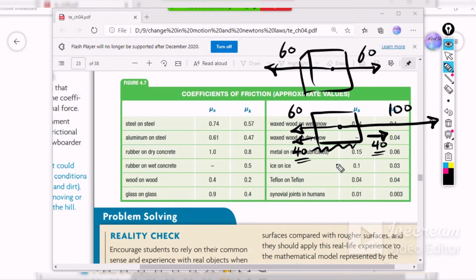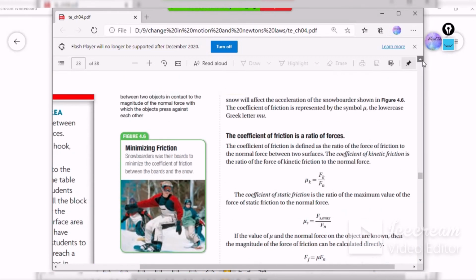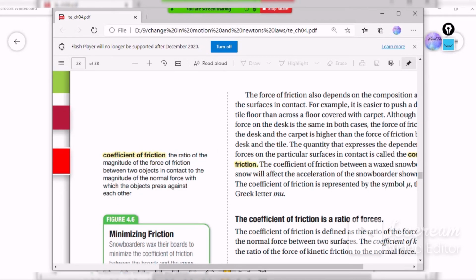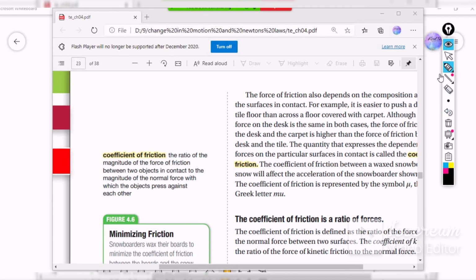Guys, now how can we measure the coefficient of friction? Look over the definition of the coefficient of friction. I want someone, guys, please to read the coefficient of friction meaning. Okay, Hamza, please. Can you read? What does it mean, guys? It means the ratio between the magnitude of friction and the magnitude of the normal force.